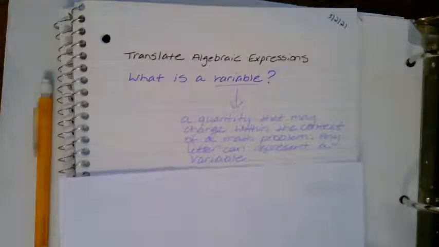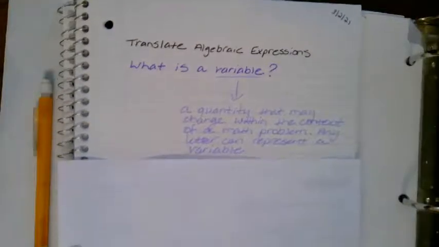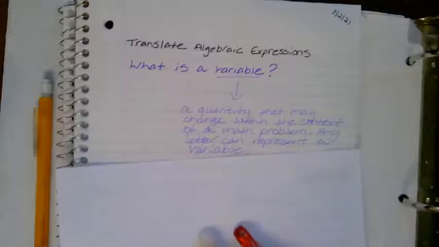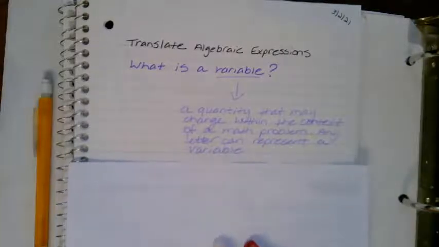So, the definition of a variable, and then we'll get into some examples. It says a quantity that may change within the context of a math problem. Any letter can represent a variable. Usually it's X, Y, Z. That's the most common, but we can use any letter we want.